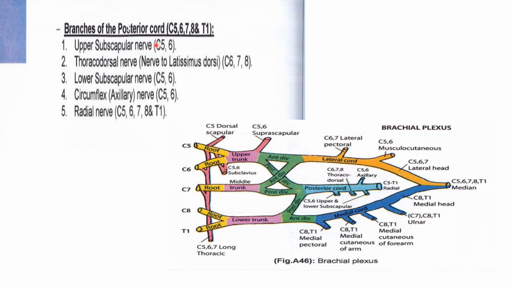Although these three are all the same, the thoracodorsal is C6, 7, 8. You can remember it because the name is longer. If you find it hard to remember, you can think of it that way. So C6, 7, 8, and the radial has all of C5, 6, 7, 8, and T1. We can also see it here, the posterior cord.